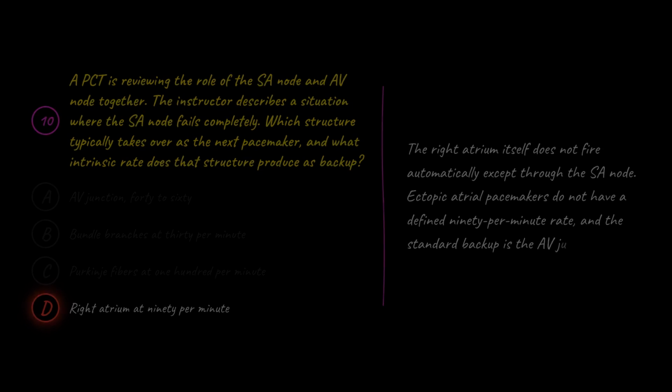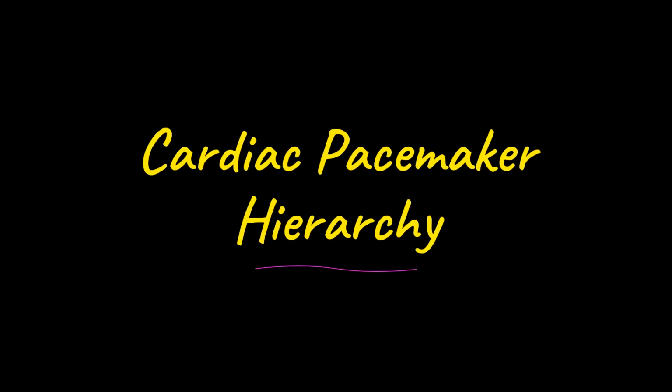The heart has a built-in backup system, a hierarchy of pacemaker cells, each ready to take over if the one above it fails. This redundancy is a life-saving feature of cardiac physiology called overdrive suppression, where the fastest pacemaker silences the slower ones below it. There are 3 levels in the hierarchy.